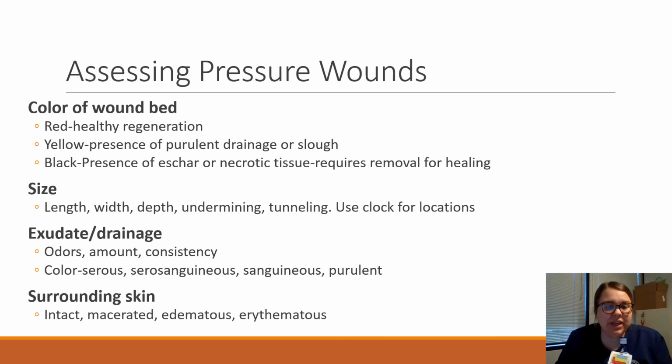In lab next week, I'm going to bring in some examples of wound care for pressure ulcers and how to take care of them, just so you can get an idea. So also, other than the color, I'm going to look at the size. I'm looking at the length, the width, the depth. Is it undermining or tunneling? Okay. I'm using the clock for locations. I'm looking at the exudate, which is drainage. How's the odor, the amount, consistency? Is the color serous, serous sanguineous, or purulent?